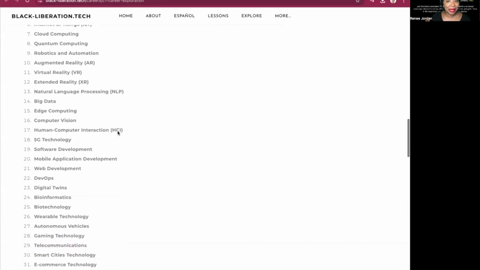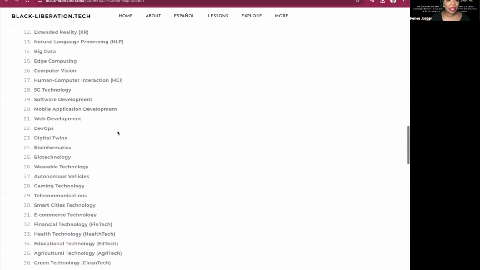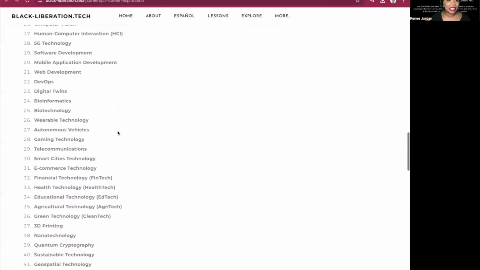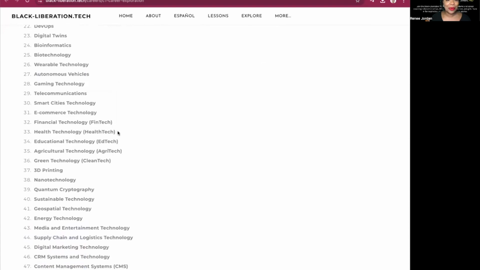So think about those automated cars that they're coming out with. Are those the types of things that interest you? Augmented reality, virtual reality, extended reality, natural language processing, also known as NLP, big data, edge computing, computer vision, human computer interaction, so HCI, 5G technology, software development, mobile application development, web development, DevOps. Take a look and look DevOps up if you want to explore it further. Digital twins, bioinformatics, biotechnology, wearable technology.